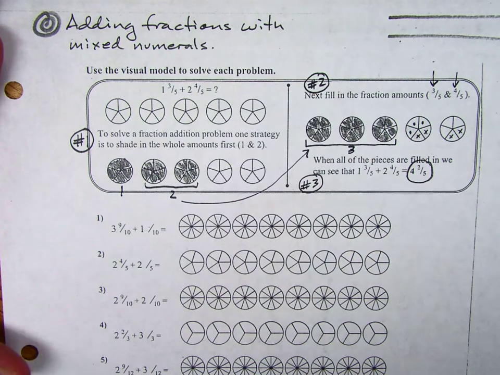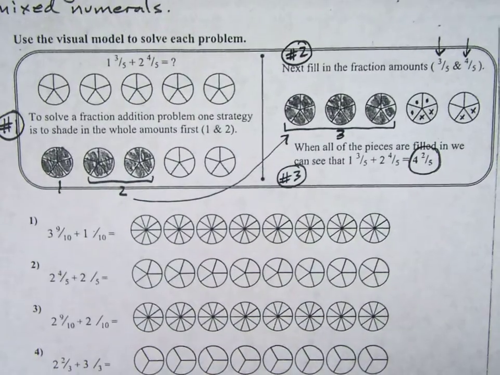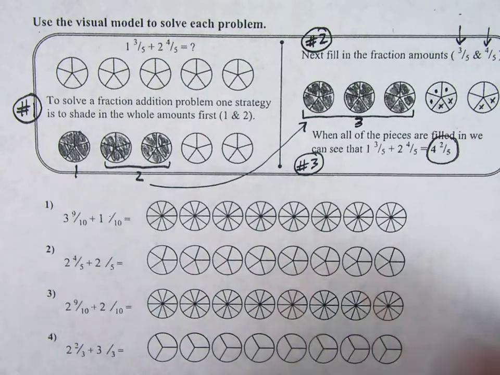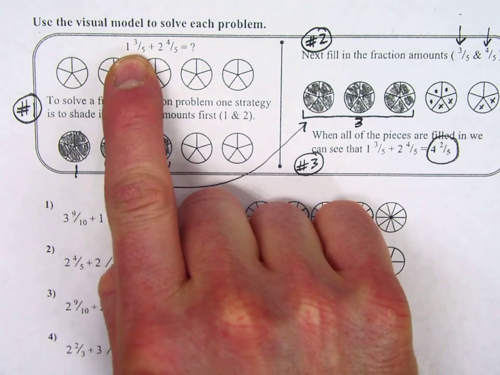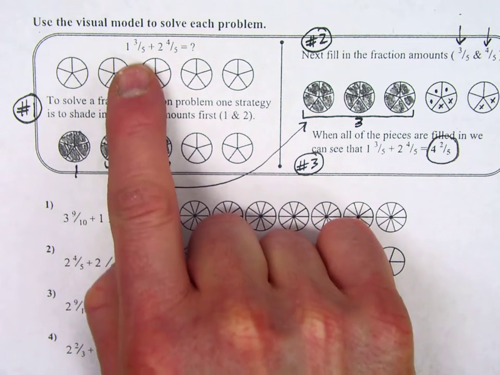This video shows how to add fractions with mixed numerals. The drawing across the top is a pretty simple way to look at the directions. Basically, when you have a problem like this that has two mixed numerals, I know they're kind of small to see there, it says first add together the whole numbers.